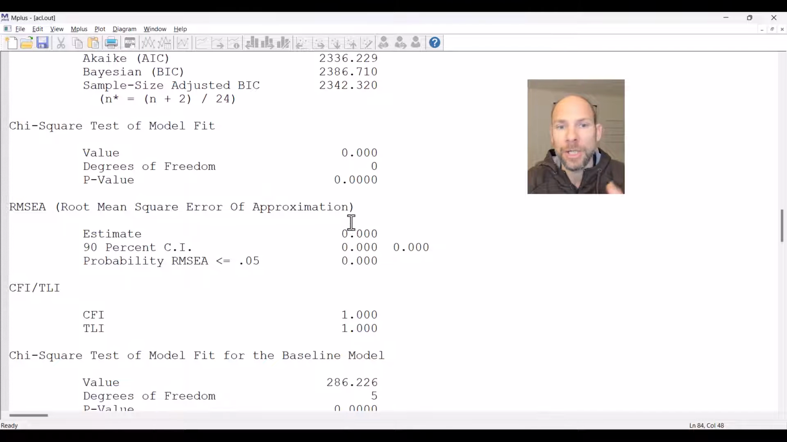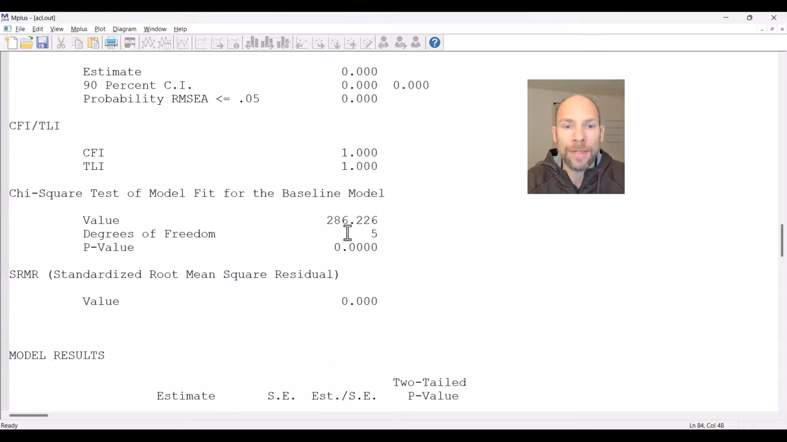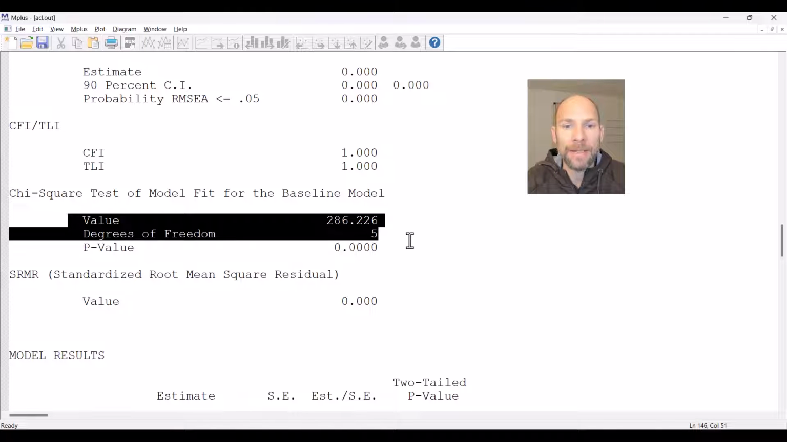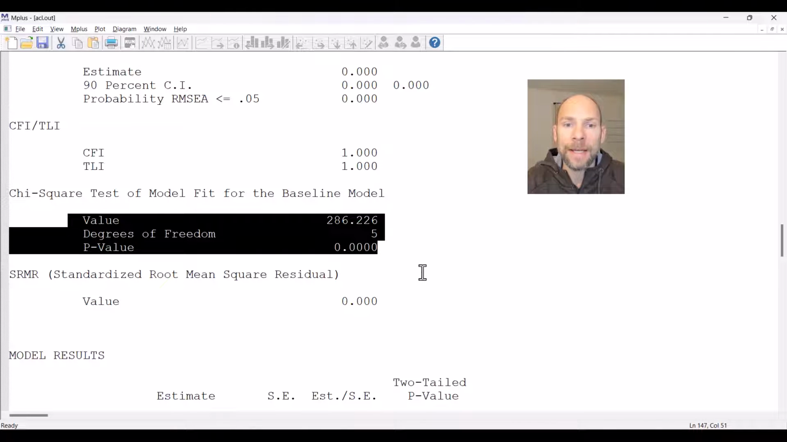There are relationships that are quite strong between some of the variables, and therefore the baseline model chi-square test rejects the baseline model. So this is a significant chi-square, highly significant, indicating that there are substantial relationships between at least some of the variables, and therefore it does make sense to estimate a model, for example, an autoregressive cross-lagged model that models the relationships between those variables.